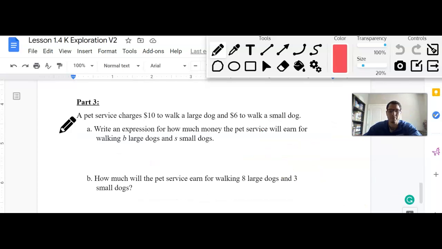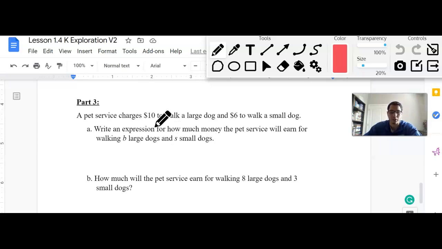All right, in part number 3, we are going to practice writing algebraic expressions and then solving for them by substituting values in for the variables. This problem says a pet service charges $10 to walk a large dog and $6 to walk a small dog. Write an expression for how much money the pet service will earn for walking B large dogs and S small dogs.